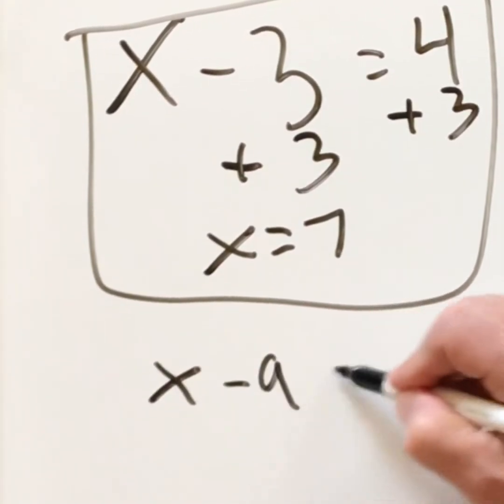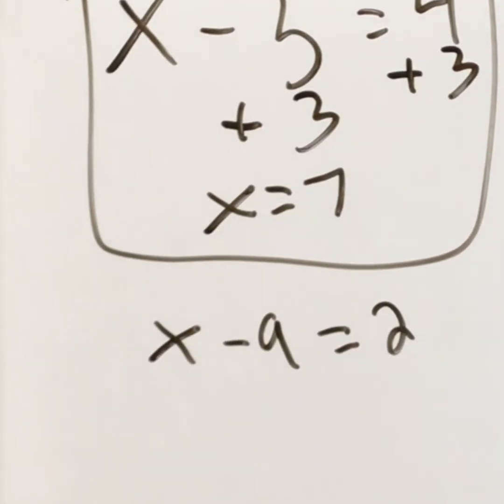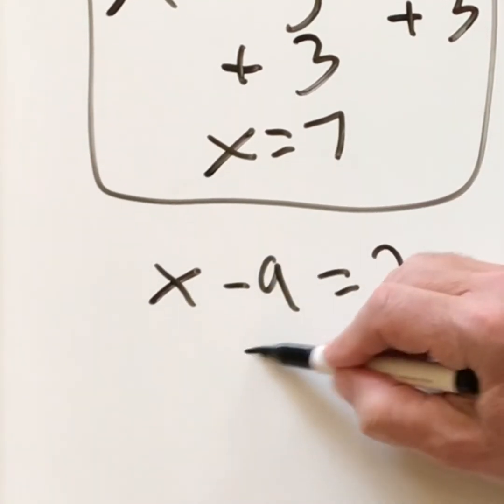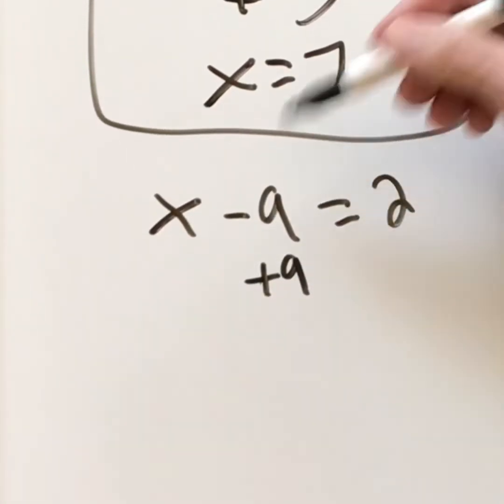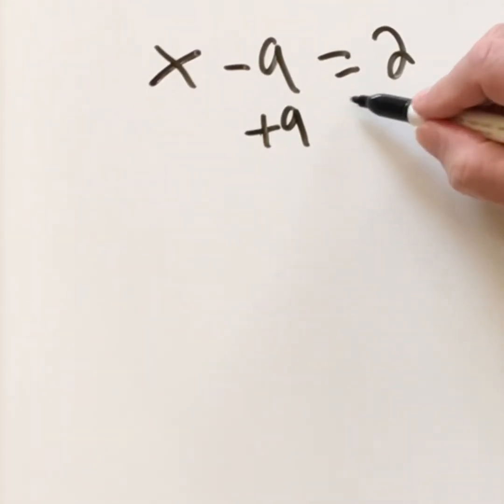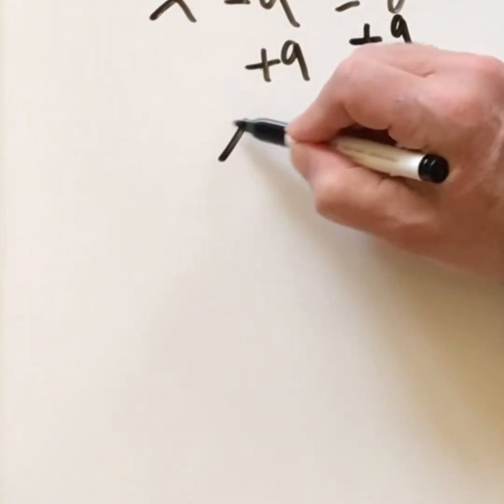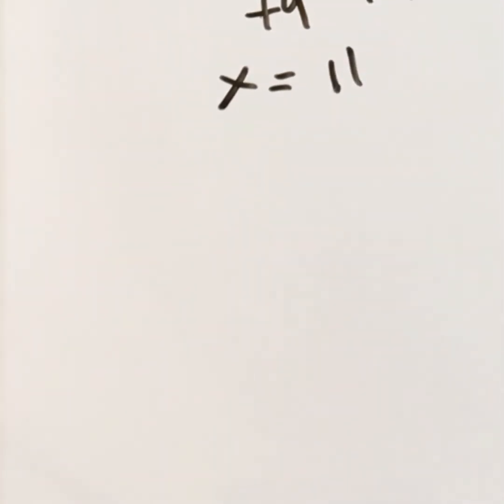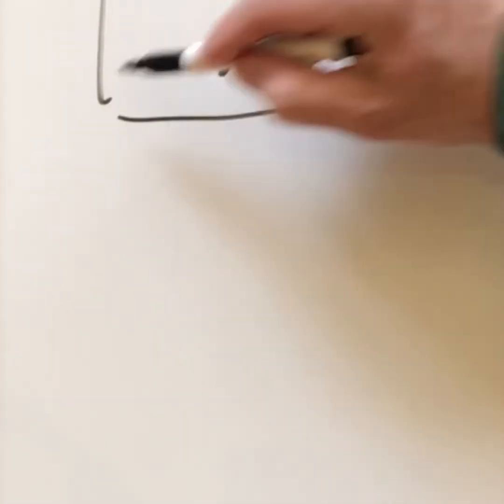X minus 9 equals 2. Get rid of the minus 9. You have to add the 9. It's like the opposite. So subtract 9, add the 9 to it, gets the x by itself. Add a 9 to this side, I get x equals 11. That's how you show your work.